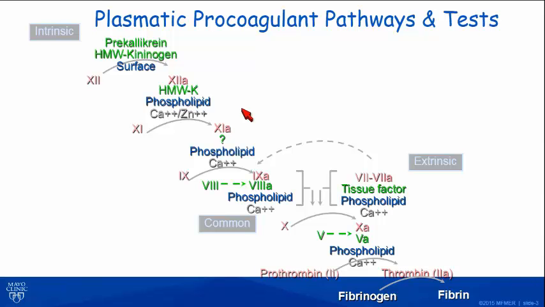Here, down through amplification with proenzymes, enzymes, cofactors, activated cofactors, phospholipids, calcium, amplification, down through the common pathway. The extrinsic pathway through 7 also runs through the common pathway. The PTT test is sensitive to all of these factor levels, but it's most sensitive to deficiencies at the top and least sensitive to things at the bottom.